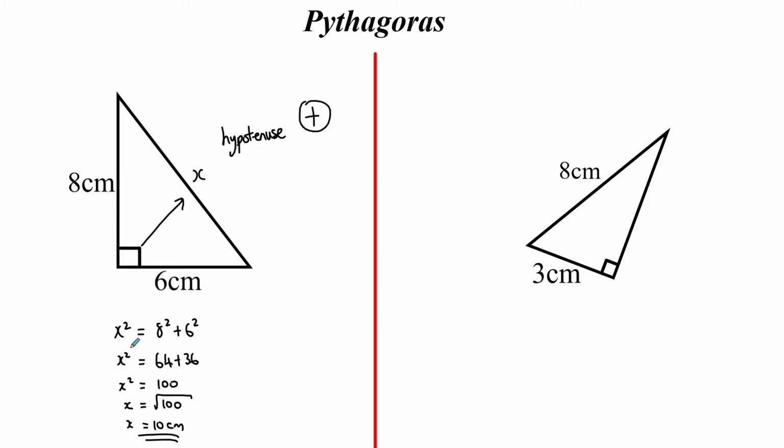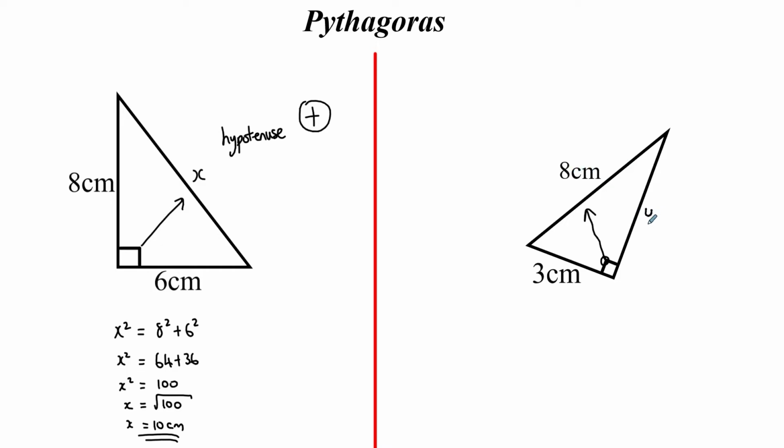Now you can actually cut out this second line of working, because most of the time for Pythagoras you'll be doing it in a calculator. Let's look at the second example here. You can see our right angle again points across to the hypotenuse, so this is our longest side.